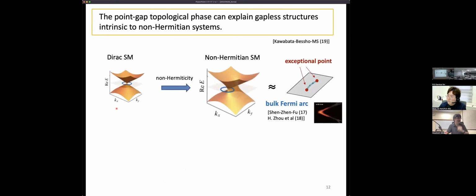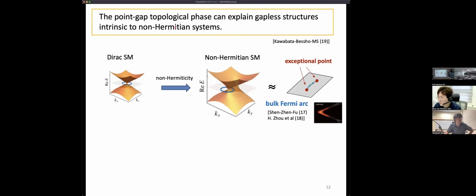For example, let's consider the Dirac chain model. In the usual Dirac chain model, we have a Dirac point here. But if you add a perturbation by non-Hermitian terms, we may have this kind of structure. And now the Dirac point has some extended structures. Actually, we found that there is a degeneracy in the real part of the energy along this line. And we also have a degeneracy in the complex spectrum at this point. They call this a bulk Fermi arc. And also, this is called the exceptional point.